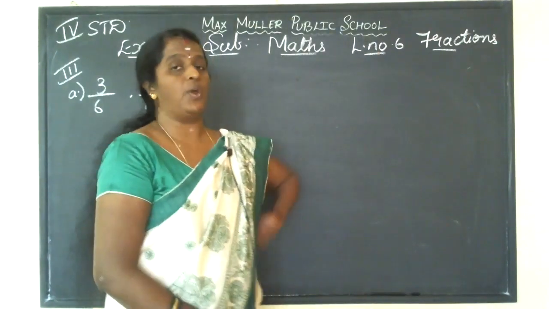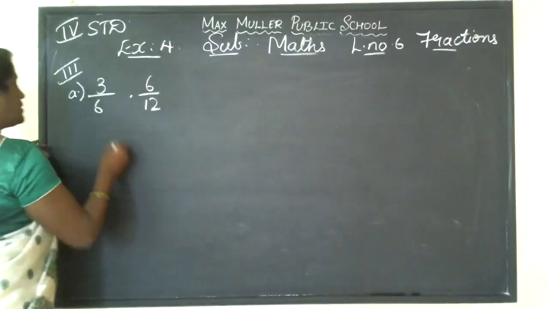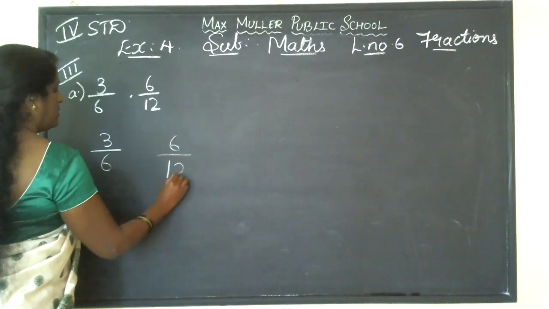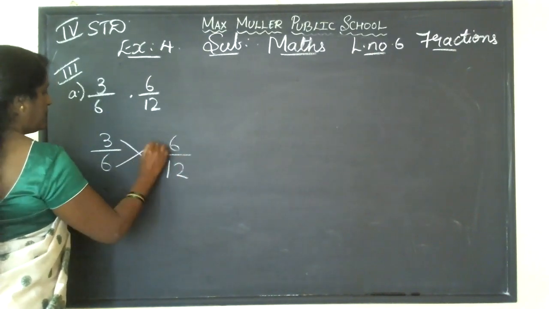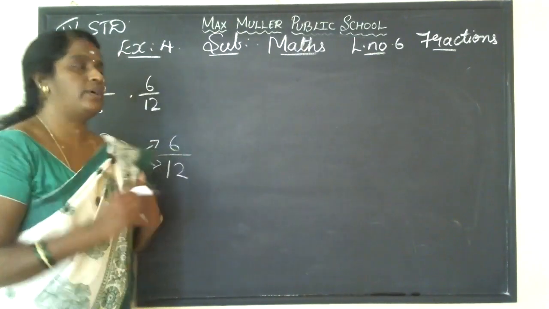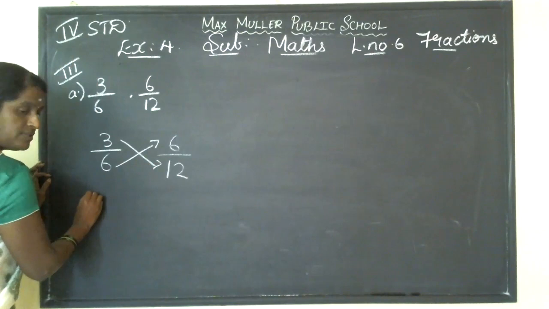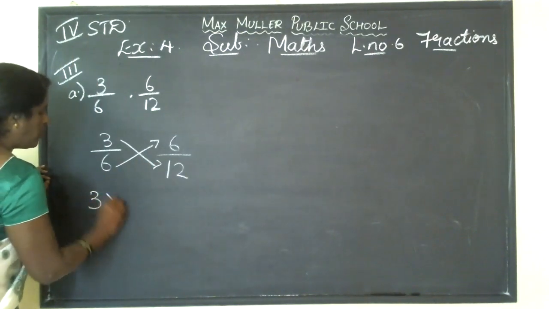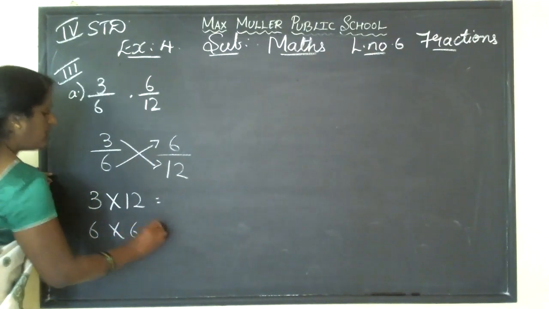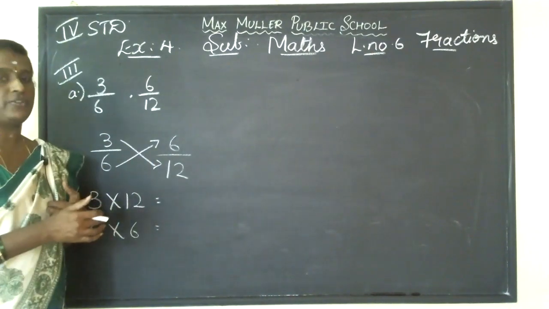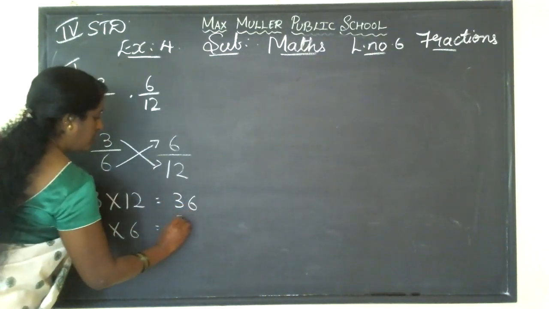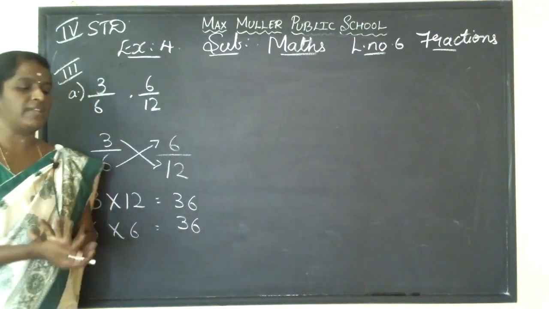Yes, you have to do cross multiplication. If I give two fractions, you have to cross multiply, this with this and this with this. So how can you check whether it is equivalent or not? See here, 3 12s are, you can write 12 3s also. 3 12s are how much? 12 1s are 12, 12 2s are 24, 12 3s are 36. 6 6s are 36.